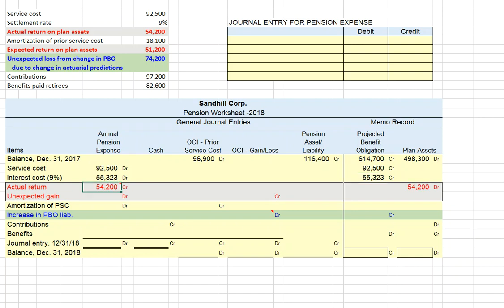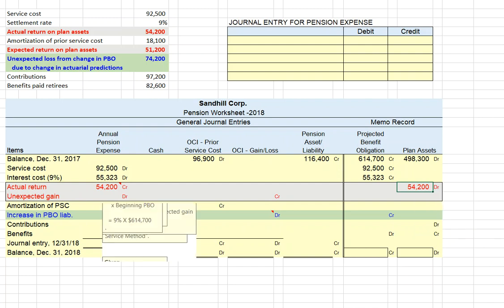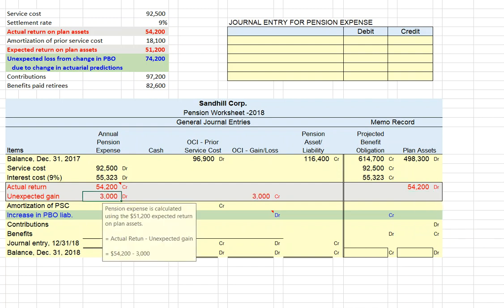Next, we're given an actual return of $54,200. Notice our actual return increases plan assets. Plan assets are recorded and tracked at their fair market value. We are also told that we record pension expense for the period using expected returns. So we will deduct the unrealized gain of $3,000. This will result in a net pension expense of $51,200 as it relates to our return on plan assets.